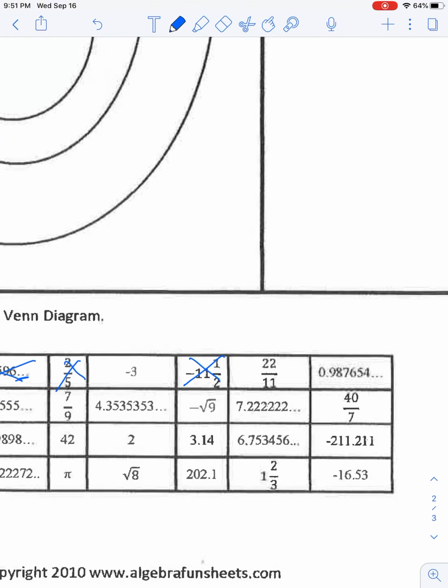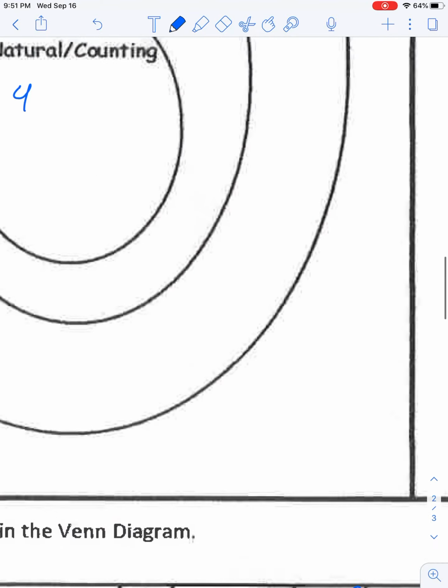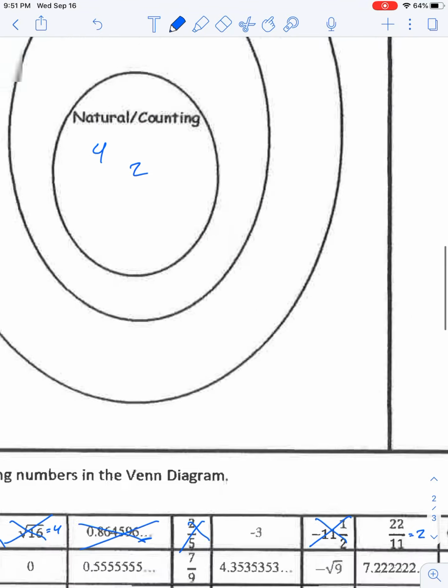And maybe how about something like this, 22/11, because sometimes just like other ones too, like the square roots, we have to actually simplify this if we can. 22/11 actually simplifies down to just 2. And so in that case, then it will just be a counting number like 4.